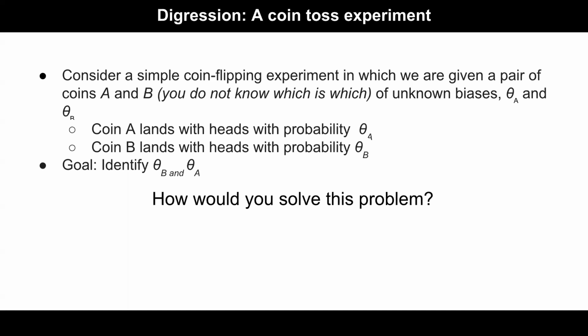I can do this for each. So let me take A. If I take A, maybe I get 5 heads, 5 tails in the first try. Then I do it again, I get something, let's say 4H, 6T, third time, 5H, 5T, and so on. I can do this, let's say, 5 times. How will I calculate theta A?